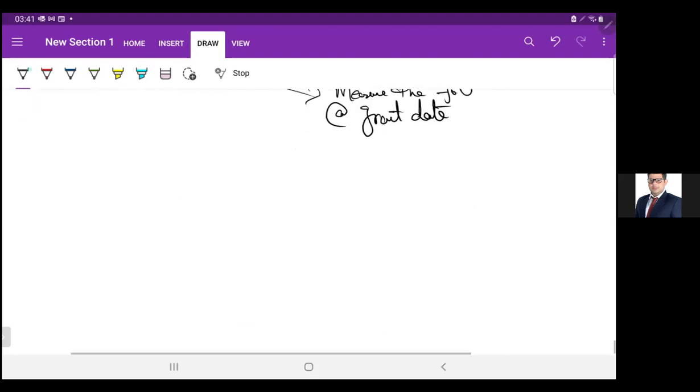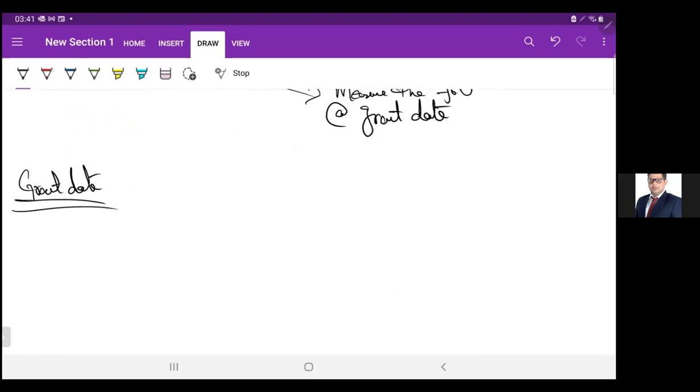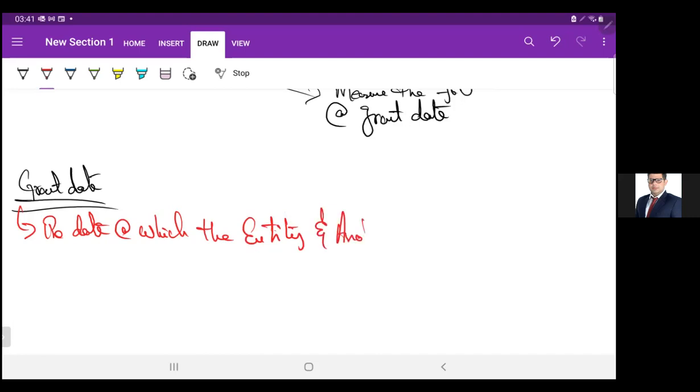Now, what do you mean by grant date? The date at which the entity and another party agree to the agreement, whatever agreement they made, right?